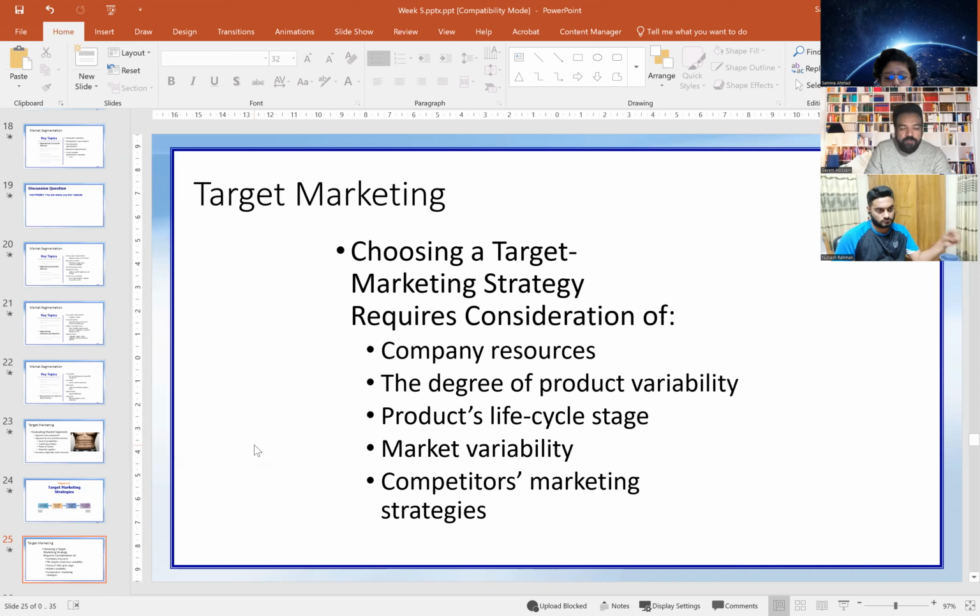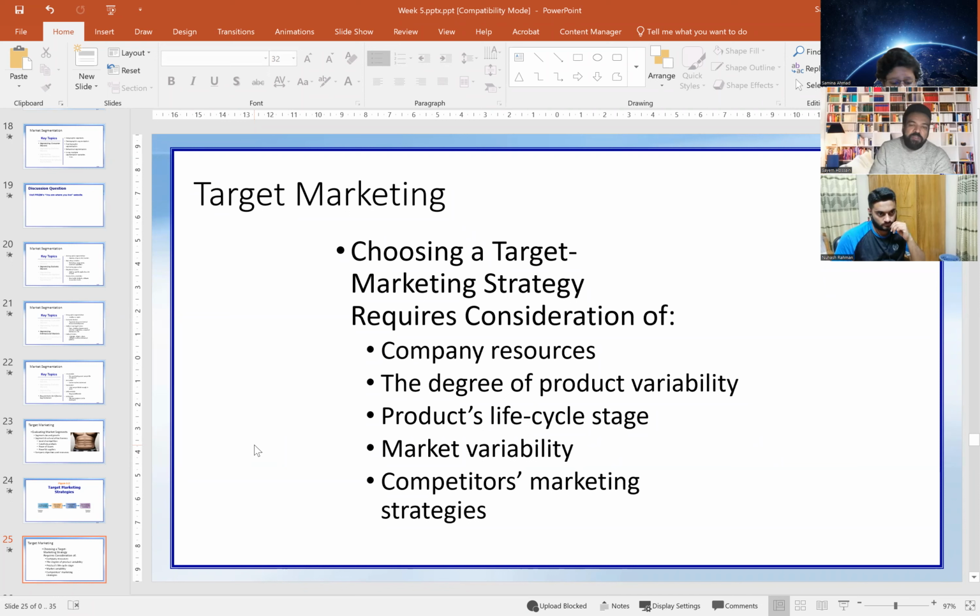But if you have two shampoos, one you say is anti-dandruff and the other a general shampoo, and there's not too much difference, or the way you're trying to tap the market does not vary substantially from one to another, then your target marketing strategy would not work.